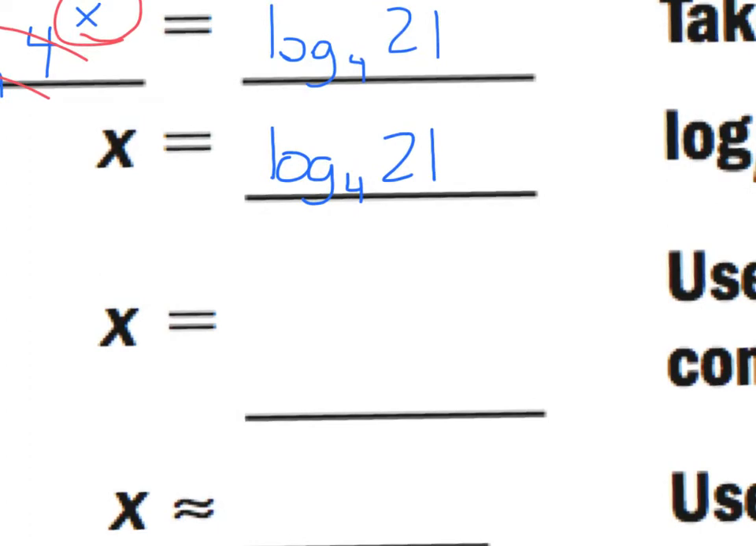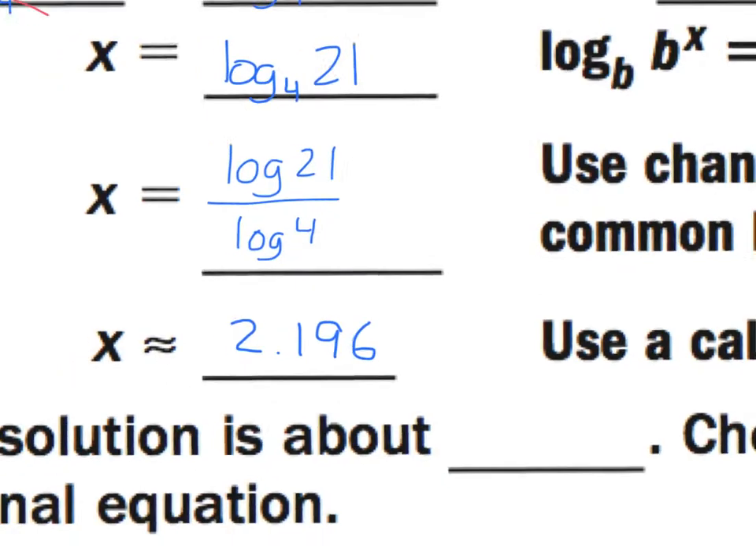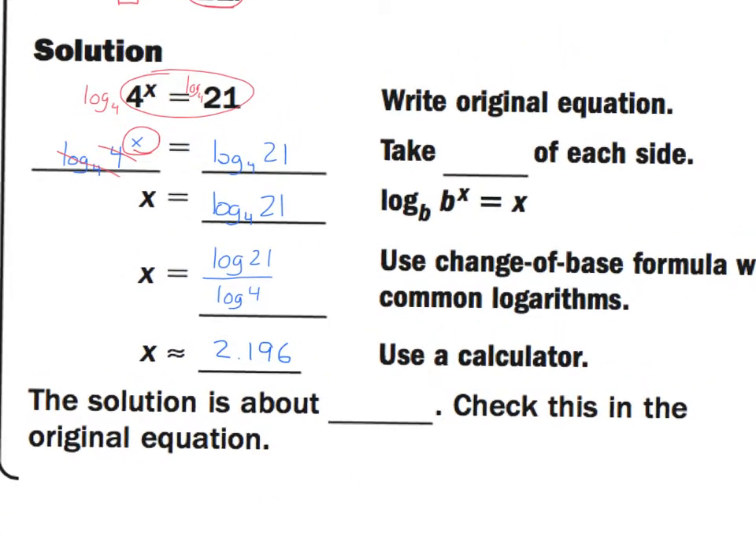Now, the change of base formula says I put the 21 in the numerator, and I put the 4 in the denominator. And now you plug that into your calculator to get a value. And I get approximately 2.196. So what steps did I do?